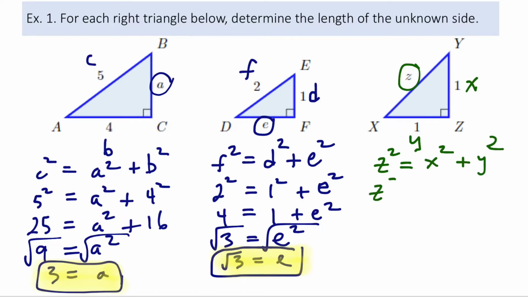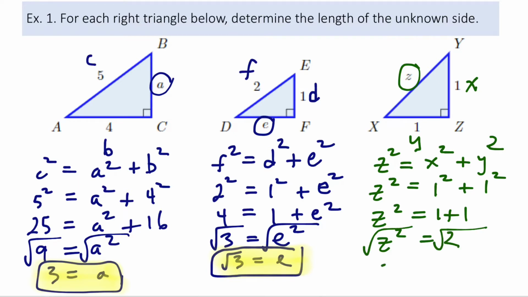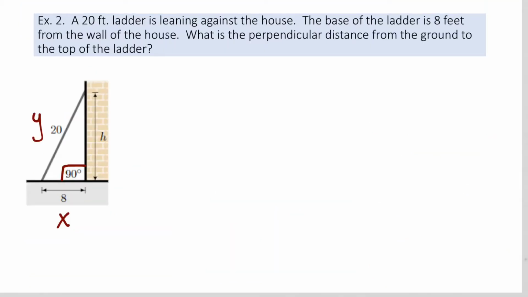So z squared is equal to 1 squared plus 1 squared. So z squared is equal to 1 plus 1, which is 2. Taking the square root of both sides, I'll get z is equal to the square root of 2. So we use the Pythagorean theorem to find a missing side when we know two of the other sides. So we can do an application problem involving the Pythagorean theorem.